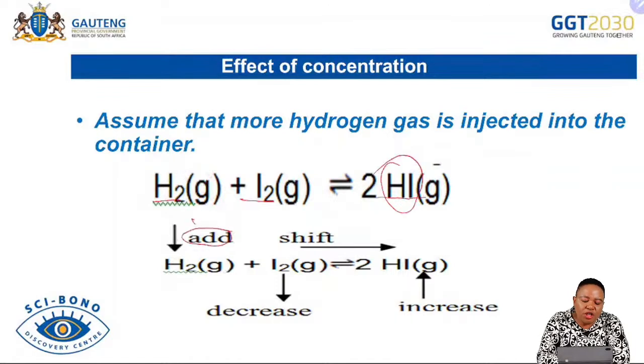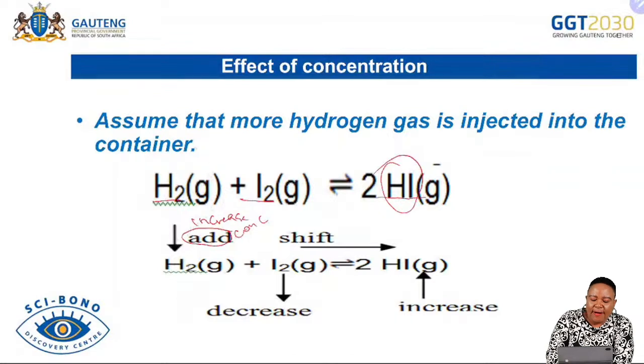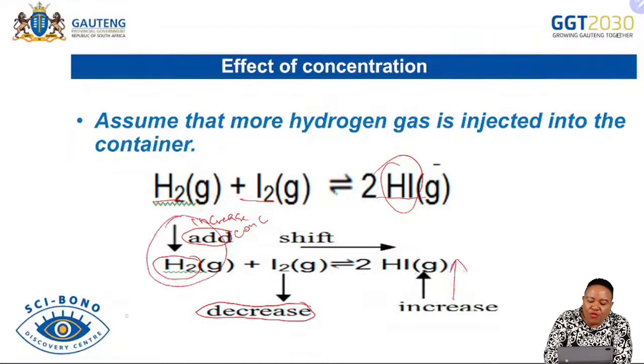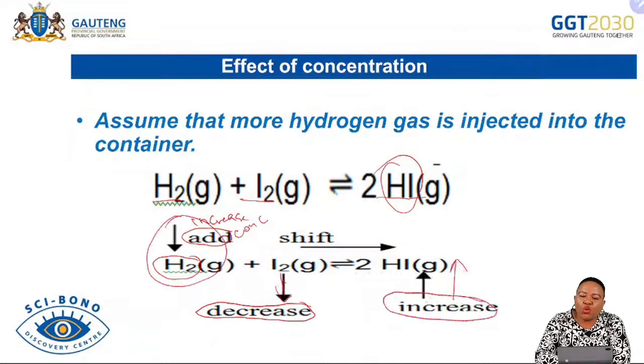If you add more hydrogen, it means you increase the concentration of what? Of hydrogen. When you add hydrogen, the system will decrease the concentration of what? Of the other reactant, which is iodine, in order to increase your product. So as you increase the concentration of hydrogen, the system decreases the concentration of iodine, so that at the end of the day your forward reaction will be favored. That is why we said when you increase one of the reactants' concentration, the forward reaction will be favored.